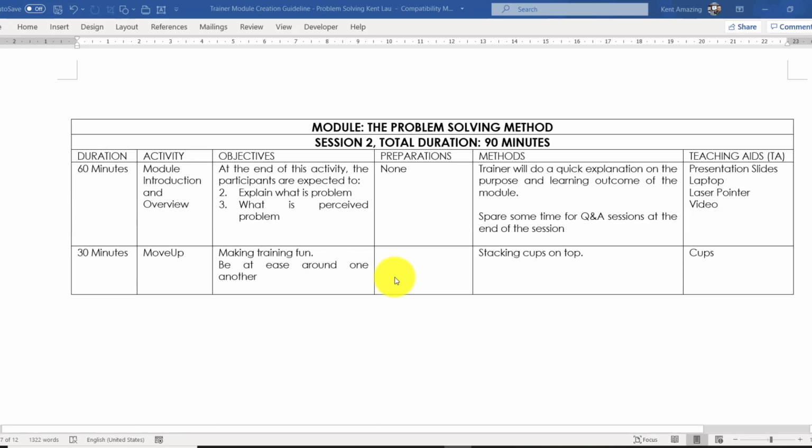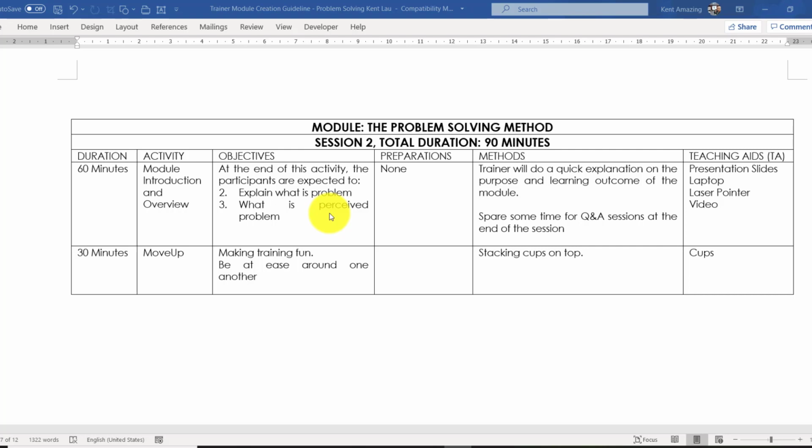Then we move to session 2, which takes 90 minutes. The first 60 minutes is module introductions. The trainers will explain problem solving methods. Very important is that one must explain the difference between what is a problem and what is a perceived problem.